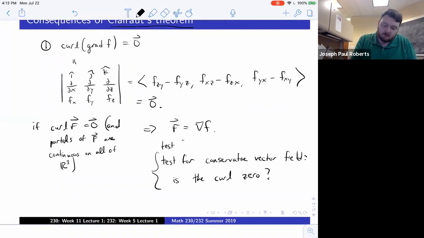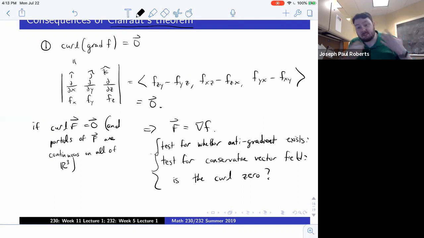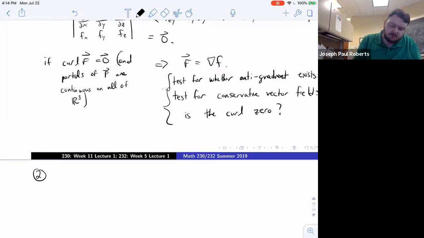Test for whether an anti-gradient exists. So yeah, conservative is just a different way of saying, does the vector field have an anti-gradient? Does it arise from a potential energy function? Okay, and so the other consequence of Clairaut's theorem is that the divergence of any curl is 0.